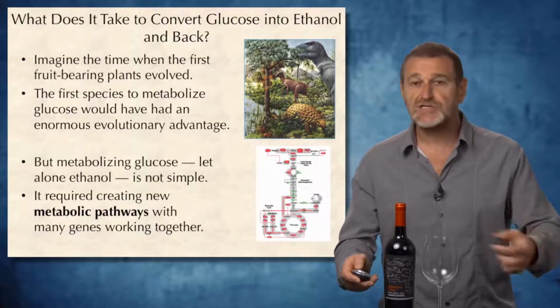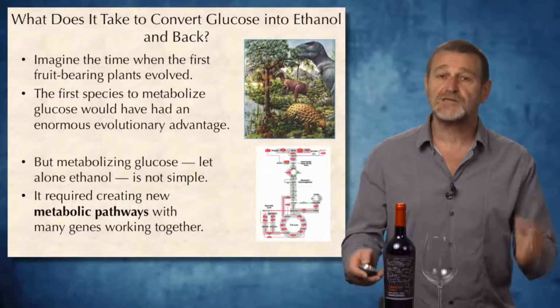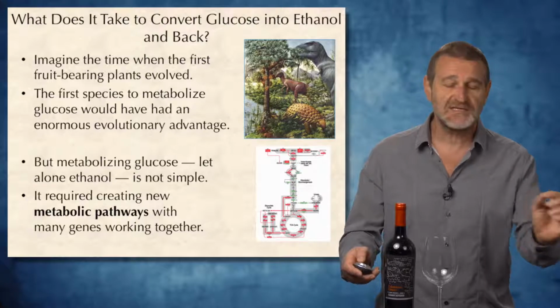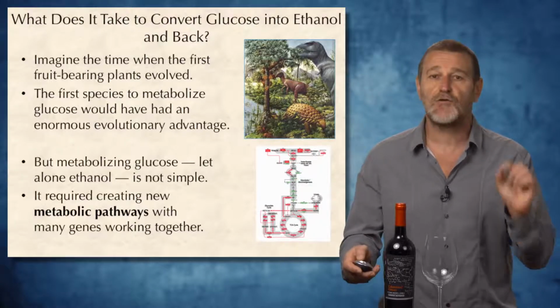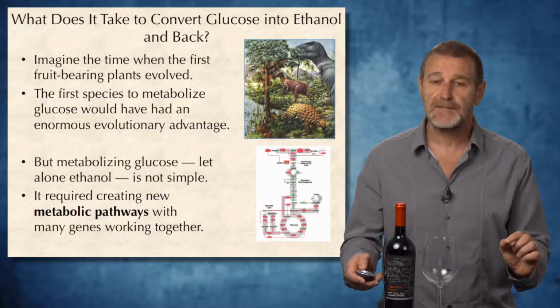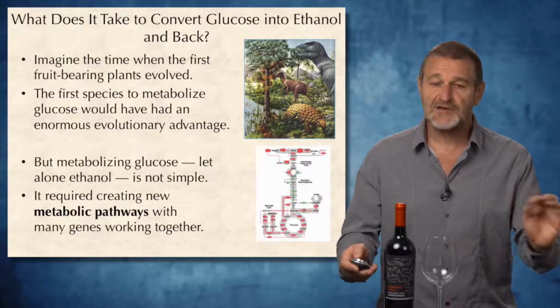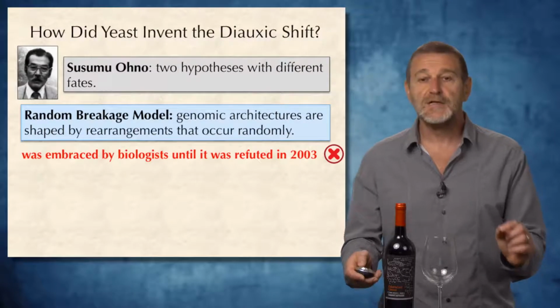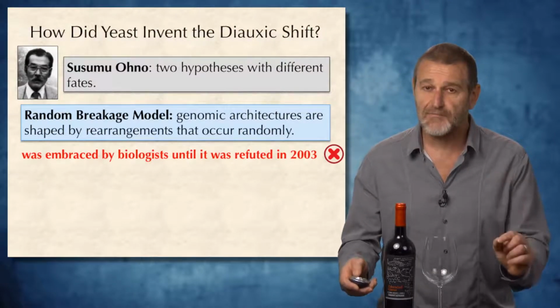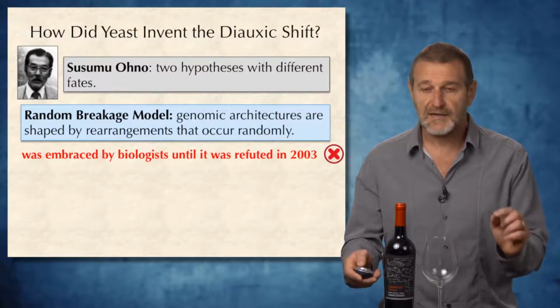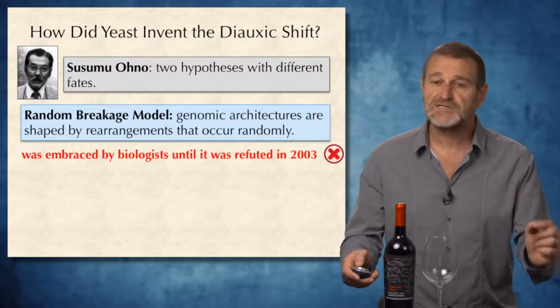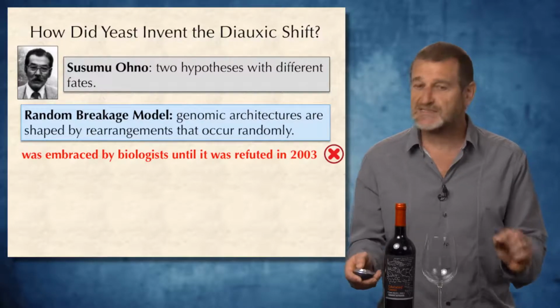We know that genes mutate and can build new function, but in this case, developing 1, 2, 3, even 10 genes here and there won't accomplish the task of building a new metabolic pathway. That creates a certain evolutionary puzzle, and we'll return back to Susumu Ohno, whose work we studied in the genome rearrangement chapter. Ohno came up with this random breakage model that became the dogma of chromosome evolution study for 30 years until it was refuted just 10 years ago.